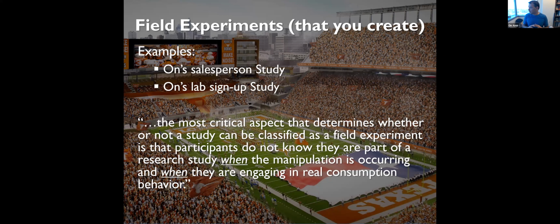Because we didn't collect any identifying information, and because after the fact we let people know this was an experiment, it was very easy to get IRB approval. We had no problem with that. And this was easy to do.